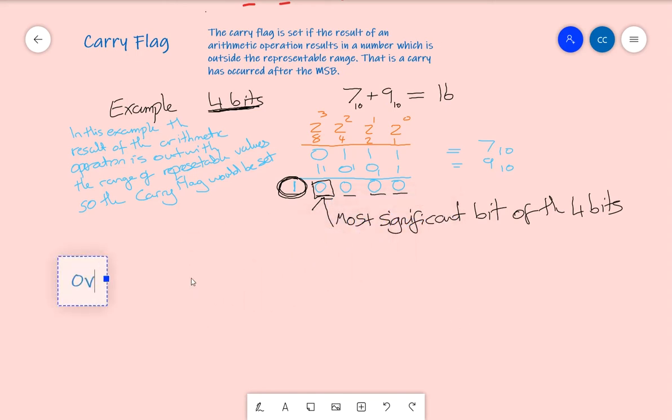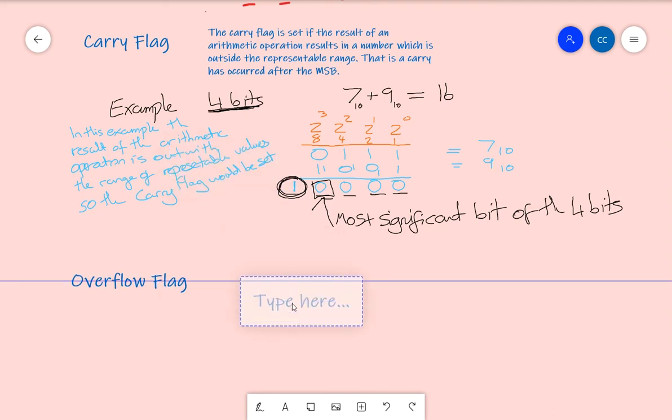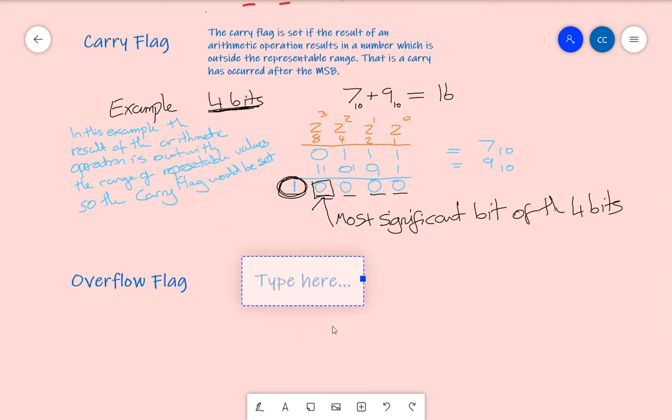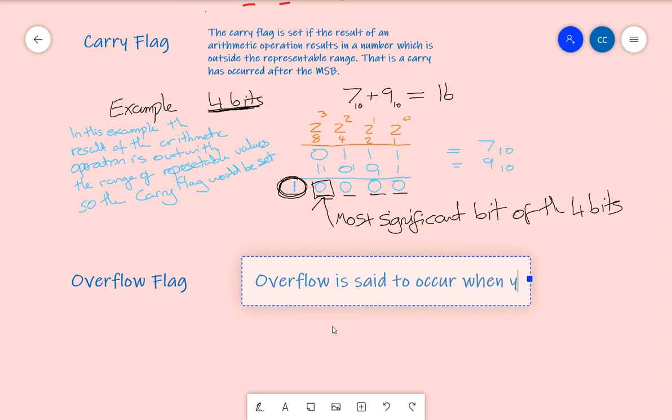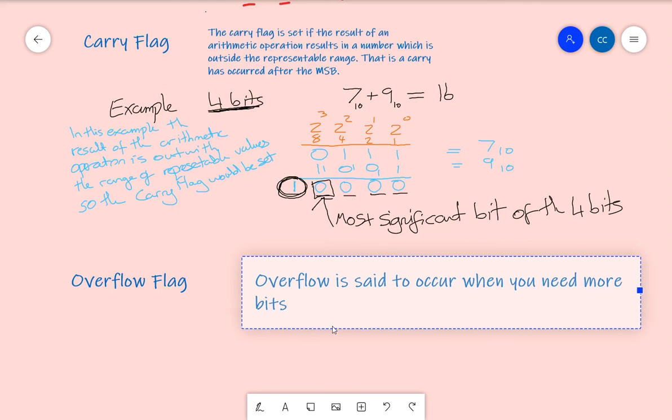So the overflow flag. Now the overflow flag, what's different about it? What is the CPU checking for? So an overflow is said to occur when you need more bits to store the number than are available.